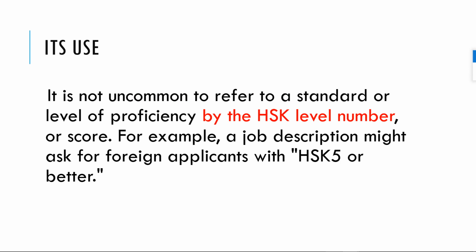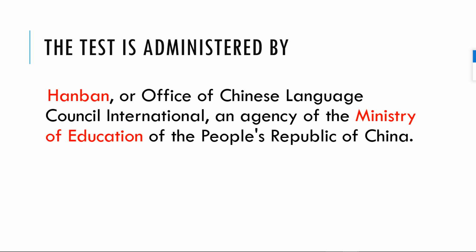Actually, usually your Chinese proficiency is referred to by HSK level number. For example, your English, like Mike's Chinese, is HSK 5, whereas Matthew's Chinese level is HSK 4 or something, right? The test is administered by Hanban, or Office of Chinese Language Council International. It is an agency of the Ministry of Education of the People's Republic of China. So quite authoritative and official.